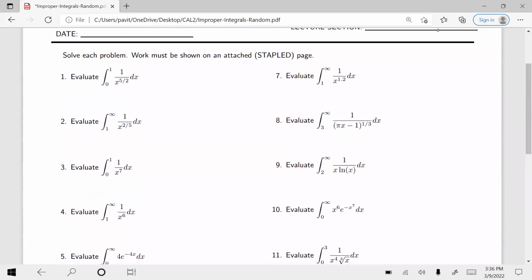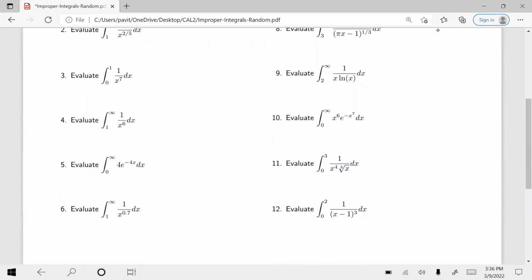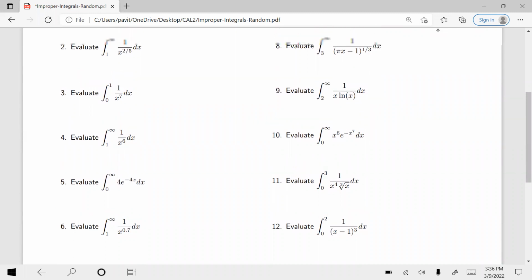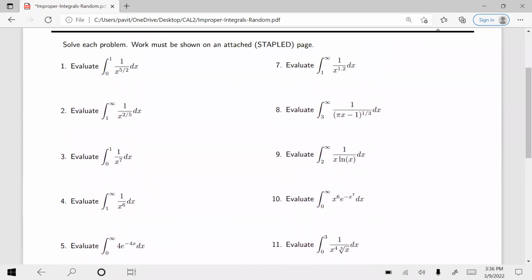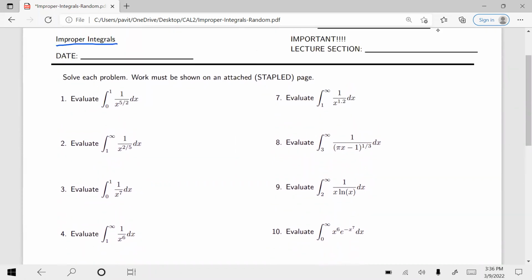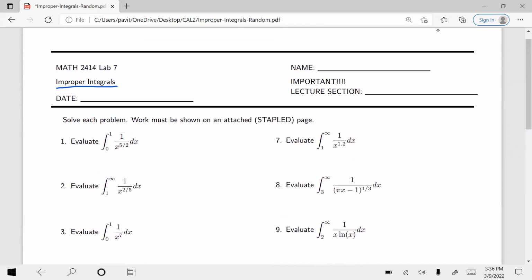Now, among these 12 problems, let me do 3 or 4 problems of different kinds. Again, as I mentioned in the previous lab, I will not be doing the exact same problem, but I will be doing a similar kind as an example. Okay, fine. So let's get started.